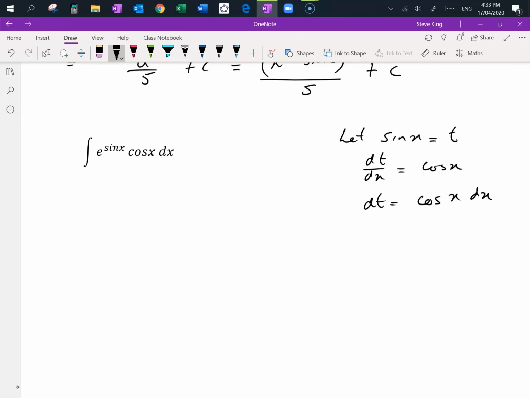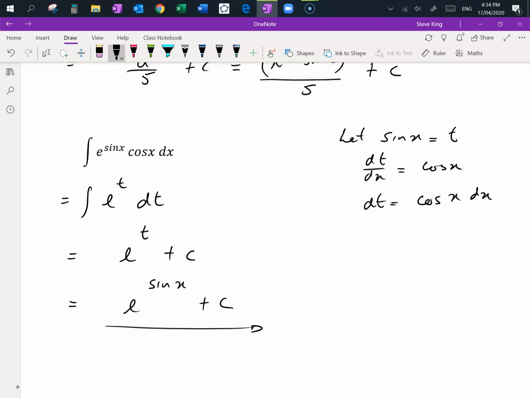Now going back to the original integral, what do I have? I have the integral of e to the power t. Cos x dx I can write as dt. So now I need to find the integral of e to the power t dt, and that's very simple because the integral of e to the power t is simply e to the power t plus c. In other words, I'm going to have e to the power sine x plus c. And there is the integral of that function.